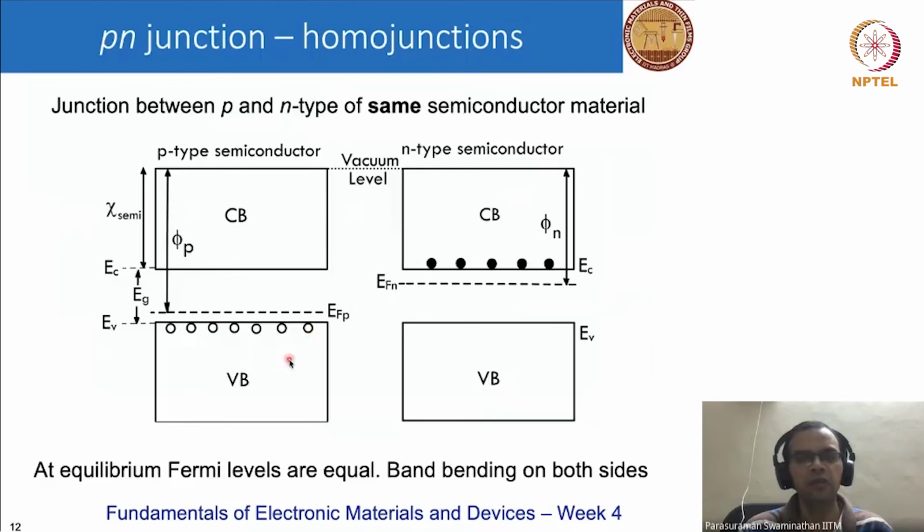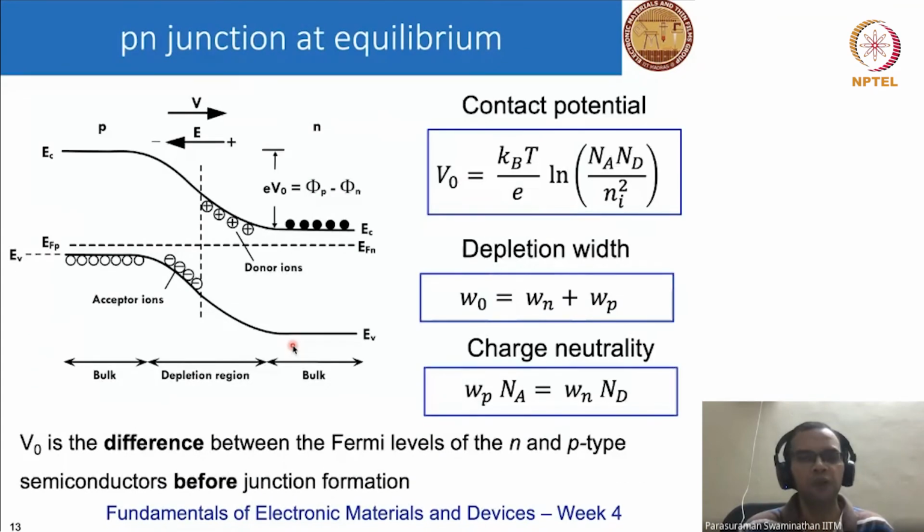So again, before the junction is formed, the Fermi levels are separate. The n-type semiconductor has a Fermi level closer to the conduction band, while the p-type semiconductor has a Fermi level closer to the valence band. When we form a junction, we say that the Fermi levels must line up. It's equivalent to saying that extra electrons from the n side move to the p side, while extra holes from the p side move to the n side. These two essentially annihilate.